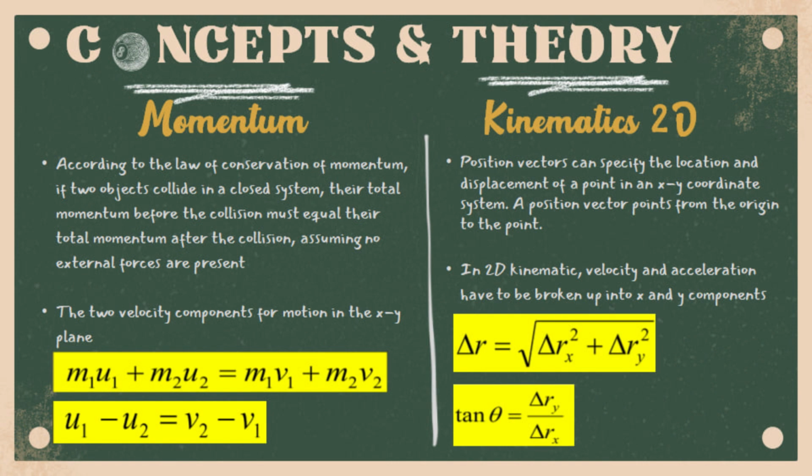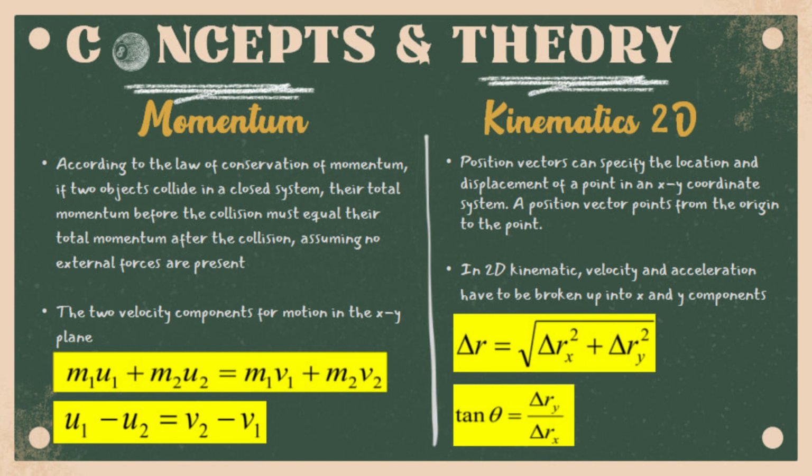There are two main concepts and theories that we apply in our case study. The first one is momentum. In elastic collision, the total momentum before collision is equal to the momentum after collision, and the kinetic energy is also conserved in elastic collision. All of this can be calculated using the given formula.